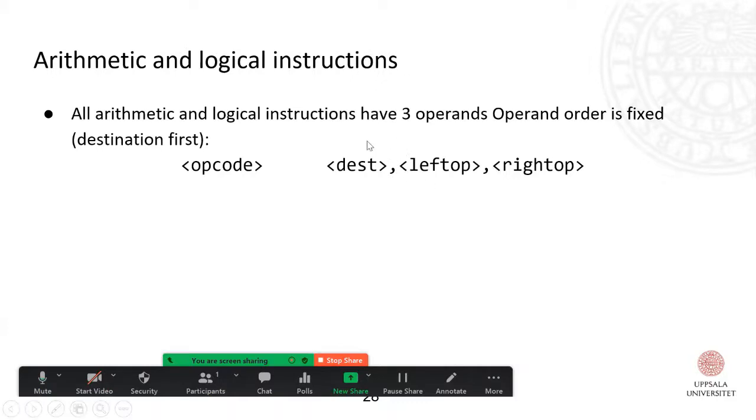And it always has to be a register. You cannot use a variable. For example, you cannot write A is equal to A plus 1, where A is a variable. No, this always needs to be a register.